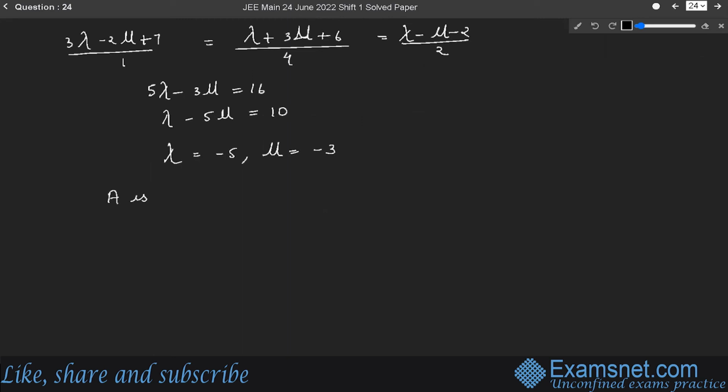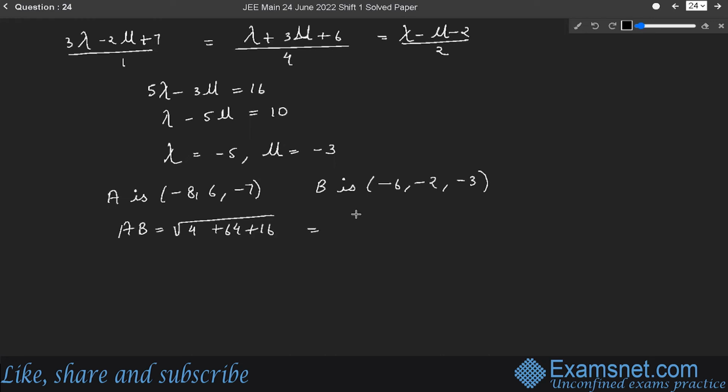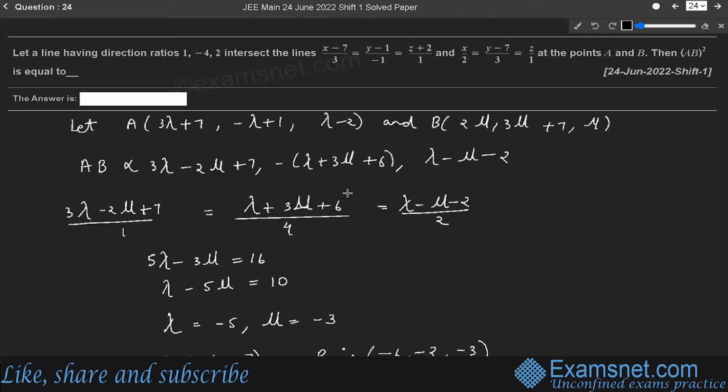So we can say that A is (-8, 6, -7) and B is (-6, -2, -3). Therefore, AB will be equal to the square root of 4 plus 64 plus 16. So it will be equal to the square root of 84. So AB square will be equal to 84. Hence, the value for AB square is 84. So the correct answer here is 84. I hope this question is clear to you.